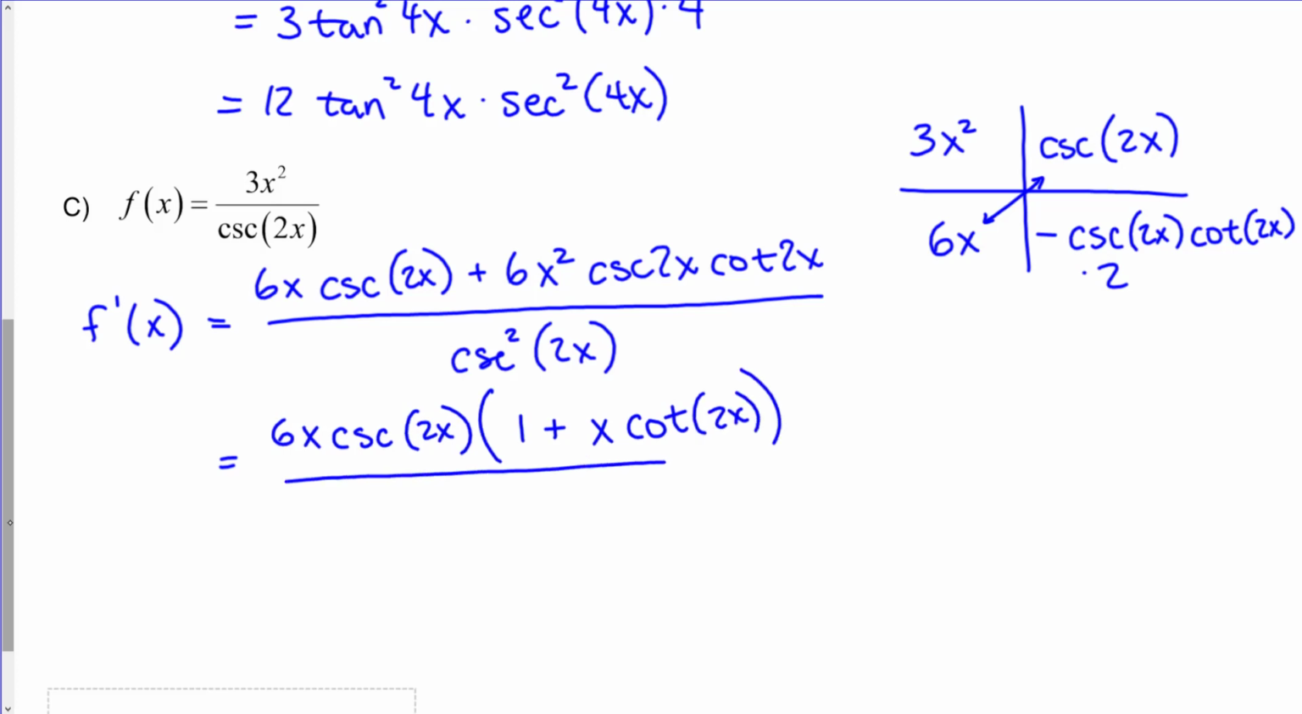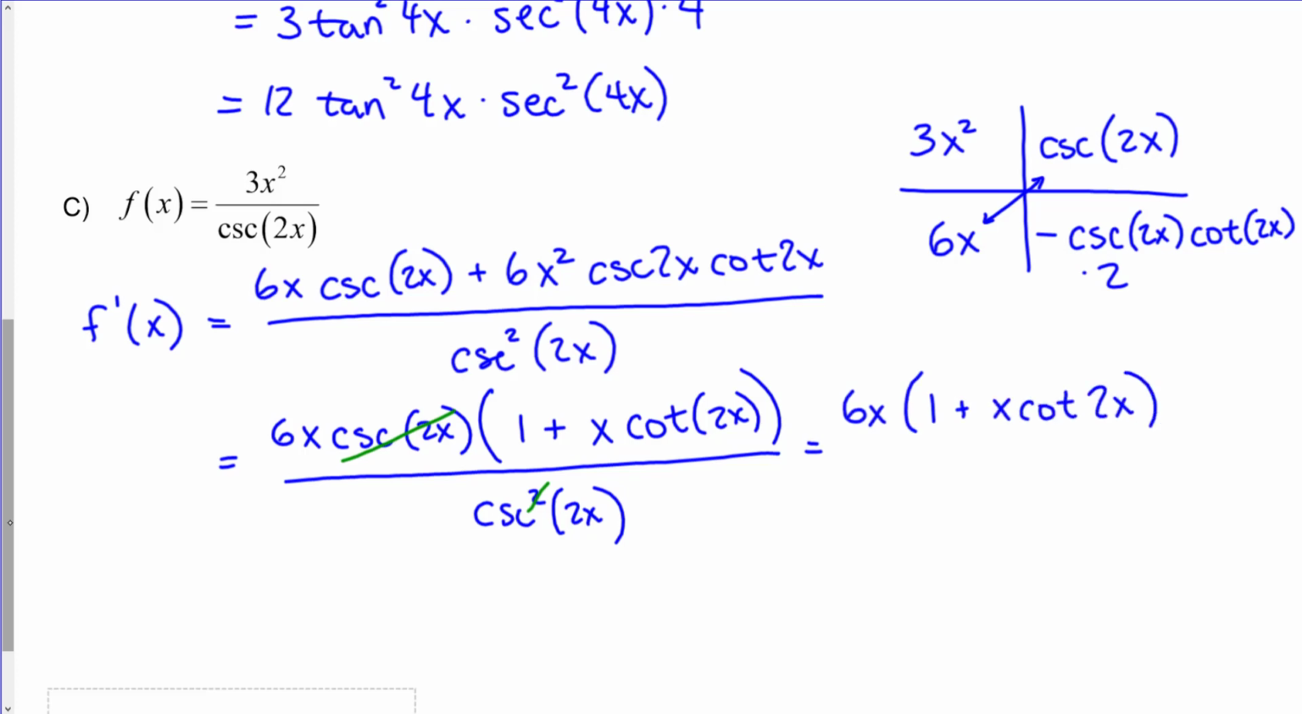And that's all over cosecant squared of 2x. But I have a factor of cosecant 2x here, 2 of them right there. One of those will cancel out. So it looks like I have 6x times 1 plus x cotangent of 2x all over cosecant of 2x. One last of these.